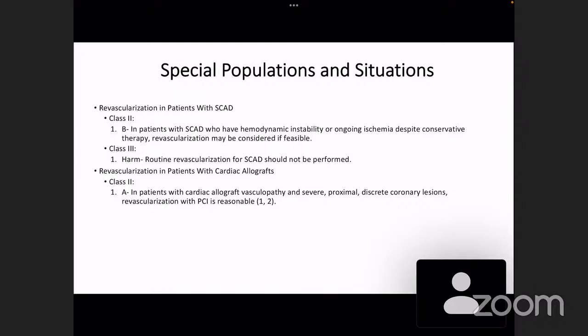Revascularization in patients with cardiac allograft. It is a class 2A indication in patients with cardiac allograft vasculopathy and severe proximal discrete coronary lesion. Revascularization with PCI is reasonable.